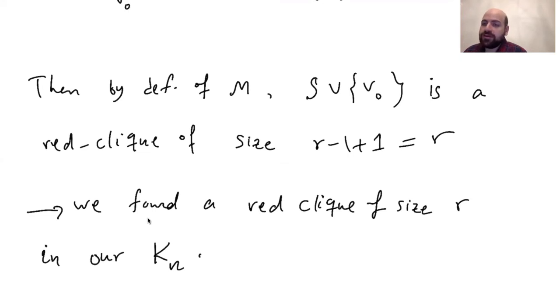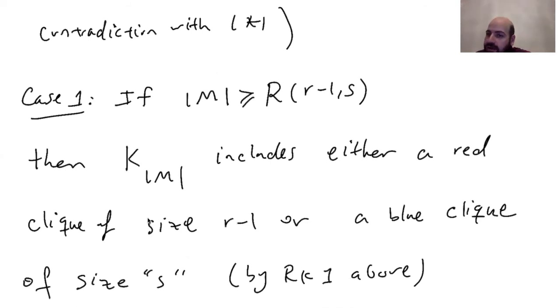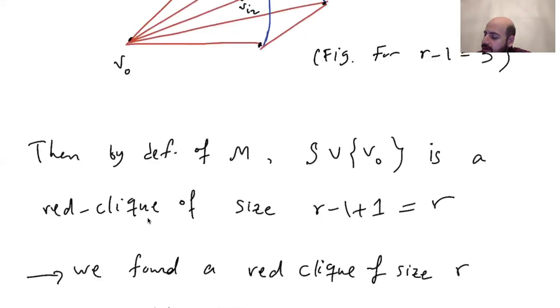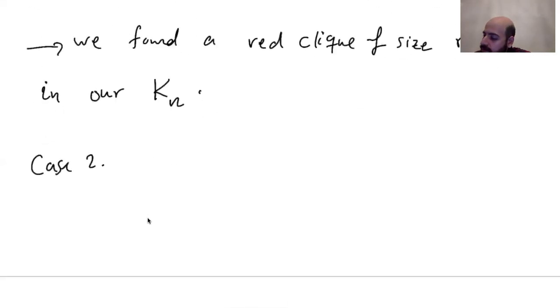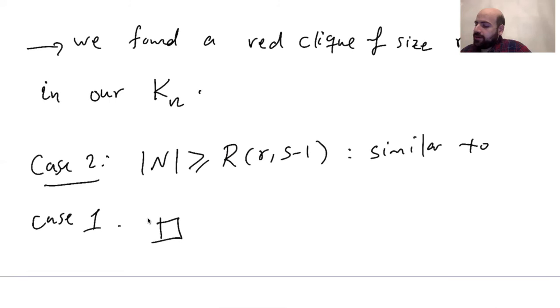So we considered two cases. In one case we had a blue clique of size S, then we were done. In the other case, we had a red clique of size R minus 1. We added one vertex to it, the proper vertex, and again we got a red clique of size R. Again, we are done. So this was case 1, if the number of elements in M is bigger than or equal to capital R of R minus 1 and S. Of course, by symmetry, the other case is similar. So case 2, bigger than or equal to R of R and S minus 1, is similar to case 1. Okay, so we proved the lemma.